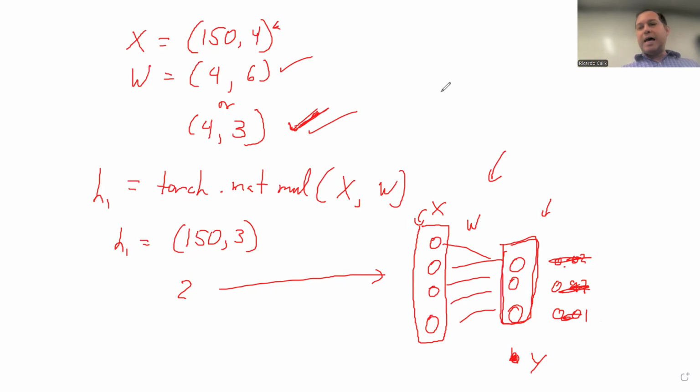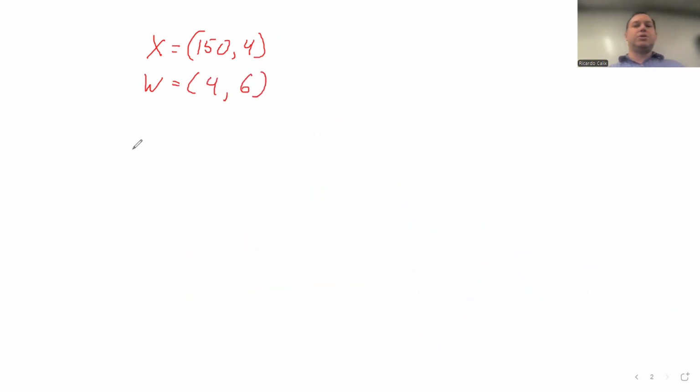This one comes in, right? So now let's take a look at this one. I'm saying X is 150 comma 4, and W, with a matrix multiplication, is going to be 4 comma 6, right? So what am I doing here in terms of a neural network?